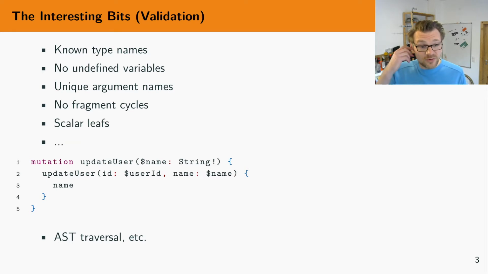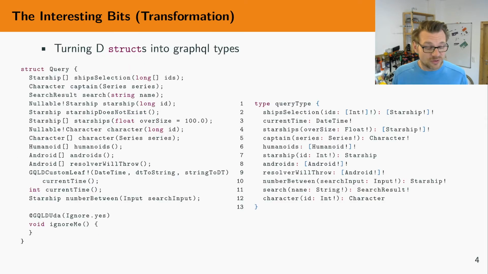And there are quite a few other validations that we can run. Basically, what it all comes down to is AST traversal, looking at the schema and seeing if the requests match the type definition of what our backend is exposing. All quite interesting work.